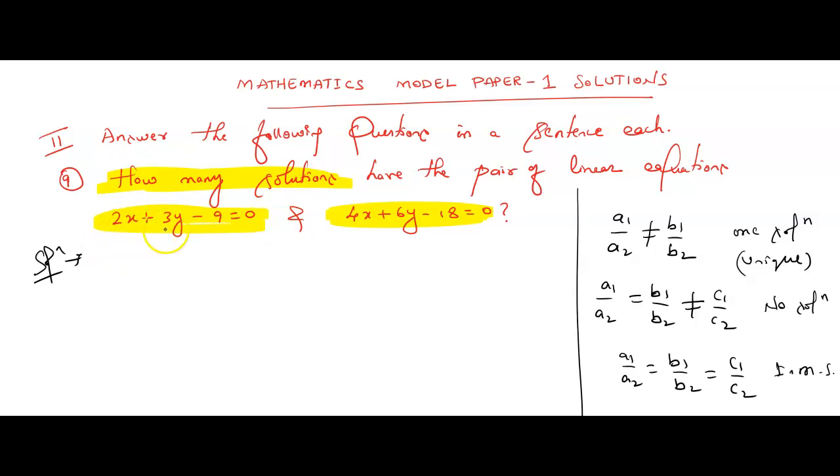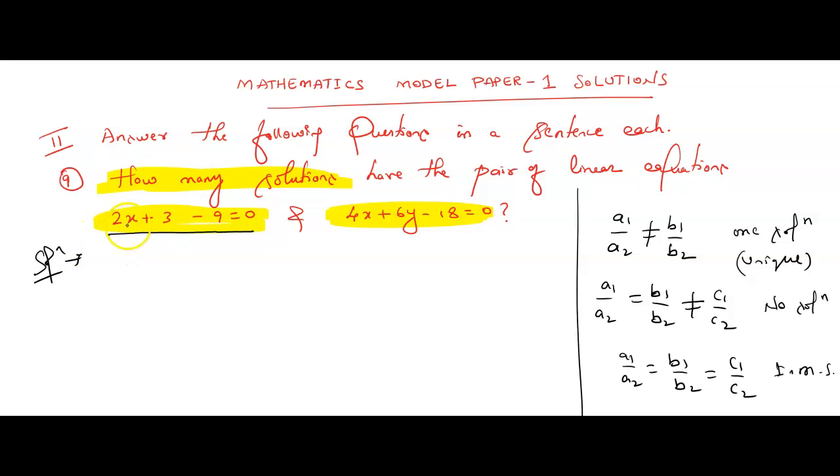First check whether it is in standard form or not. See here, the standard form of a pair of linear equations is a1x plus b1y plus c1 is equal to 0. Yes, it is in the standard form. You can see first is the x term, next is the y term, next the constant term equals 0. Here also a2x plus b2y plus c2 is equal to 0. That is called standard form. The given question is already in standard form.